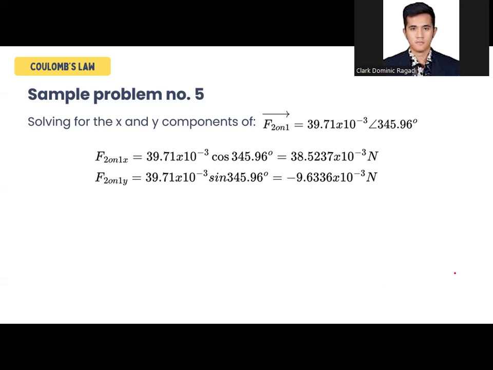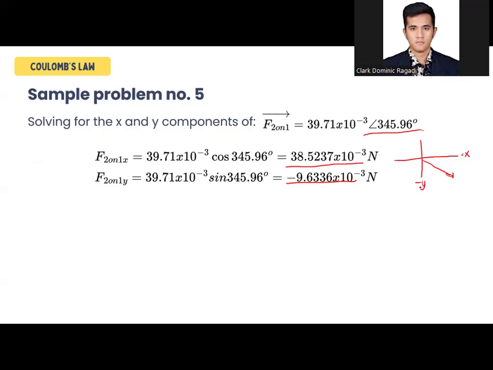If you're going to look at the angle here, if you draw a Cartesian plane, our F2 on 1 is located in the fourth quadrant since it's greater than 270 degrees but less than 360 degrees. Examining our x and y components, our x component is positive and our y component is negative. That's consistent with our Cartesian plane because this is positive x, and then this is negative y. So in the fourth quadrant, the x is positive and the y component is negative.